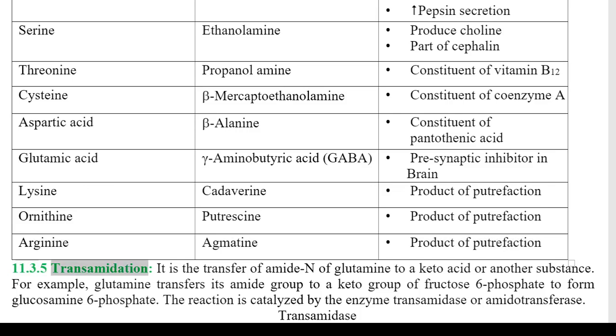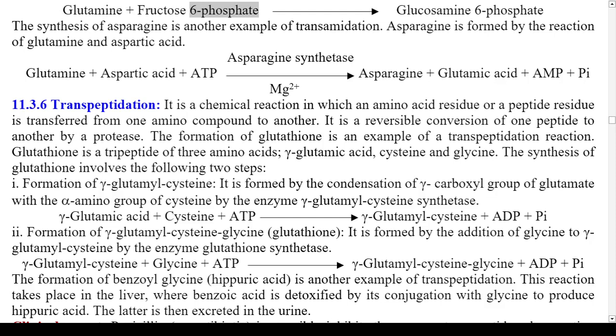1.3.5 Transamidation. It is the transfer of the amide of glutamine to a keto acid or another substance. For example, glutamine transfers its amide group to a keto group of fructose 6-phosphate to form glucosamine 6-phosphate. The reaction is catalyzed by the enzyme transamidase or aminotransferase.